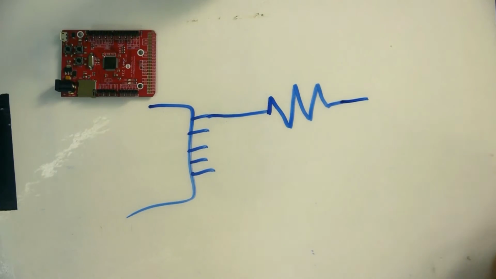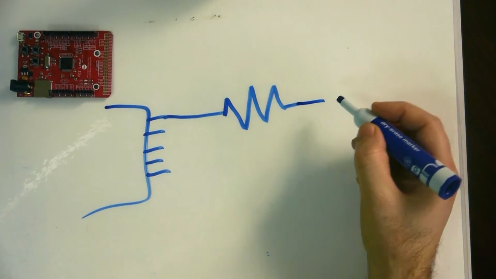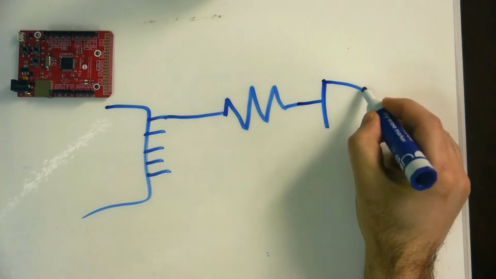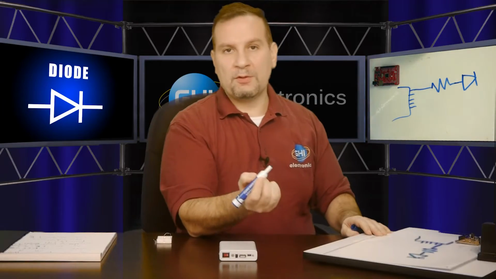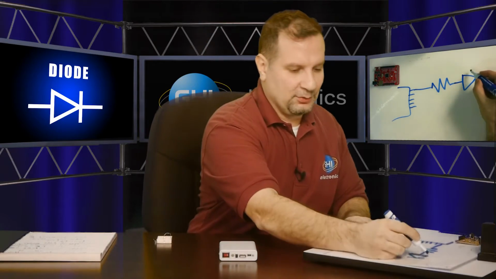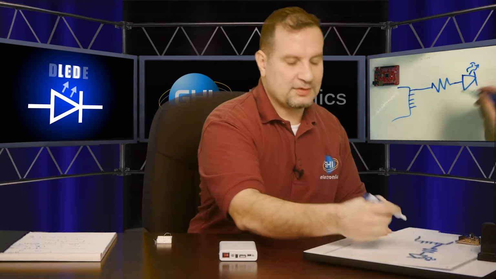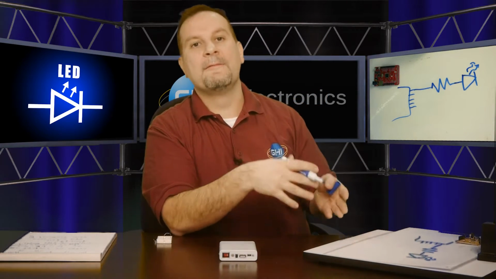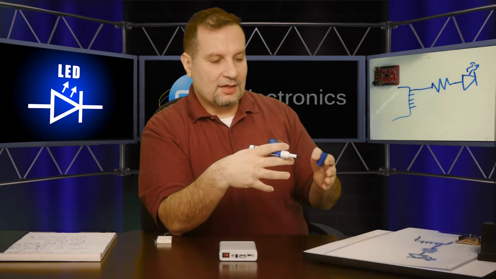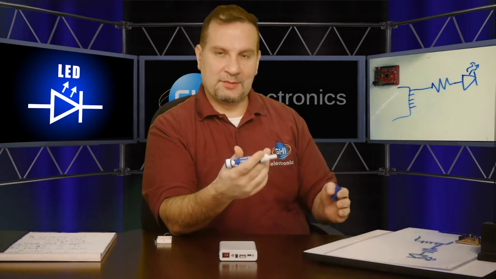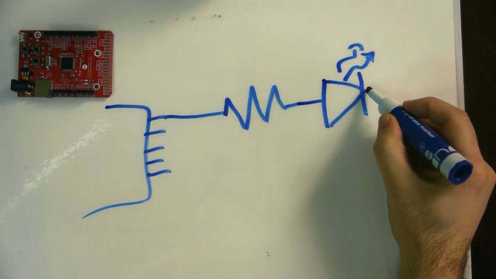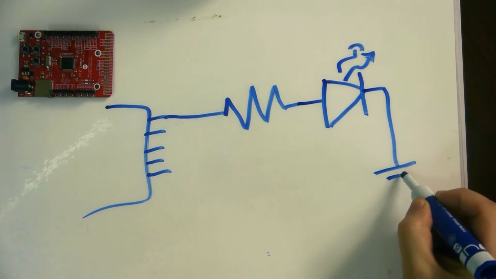And then from this side, we're connecting a diode. Now, the symbol for a diode, light emitting diode, will just have a couple of arrows up saying that when electrons go across, this LED emits light. Now the other side of the LED is connected to ground. Now this is how it would look on a schematic.